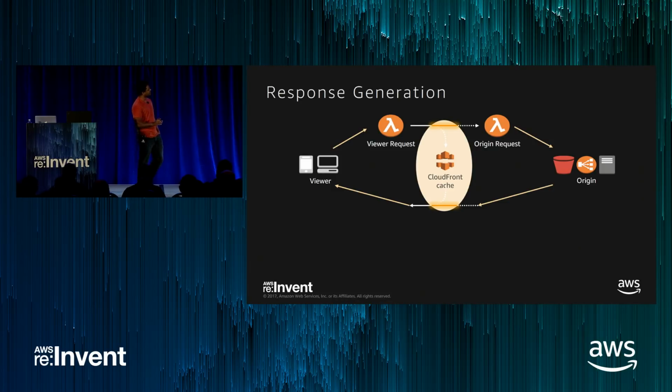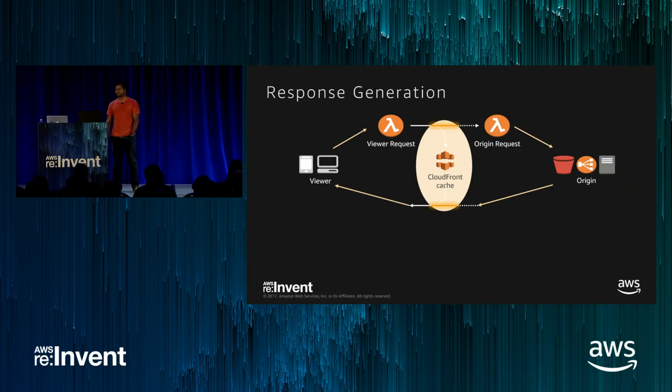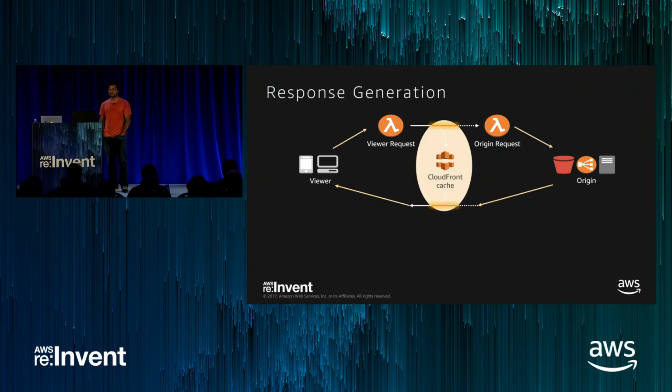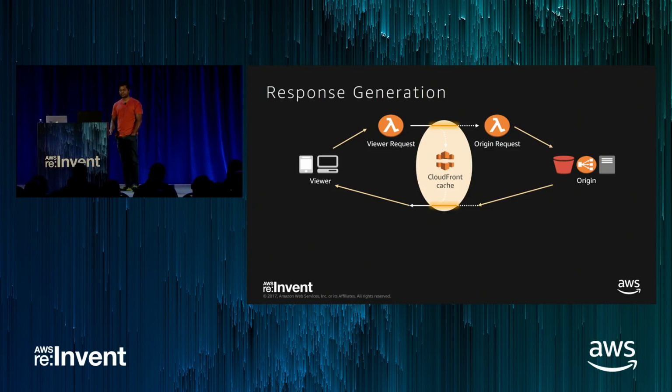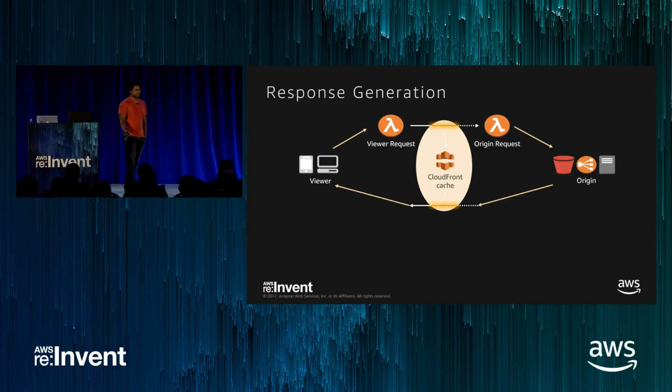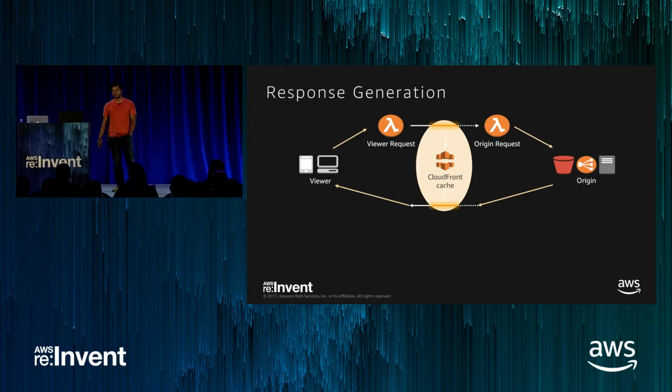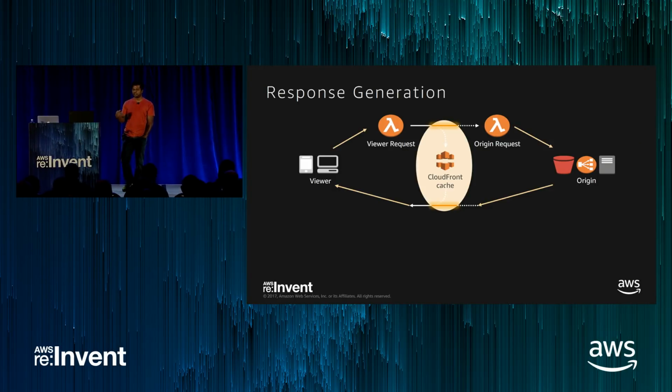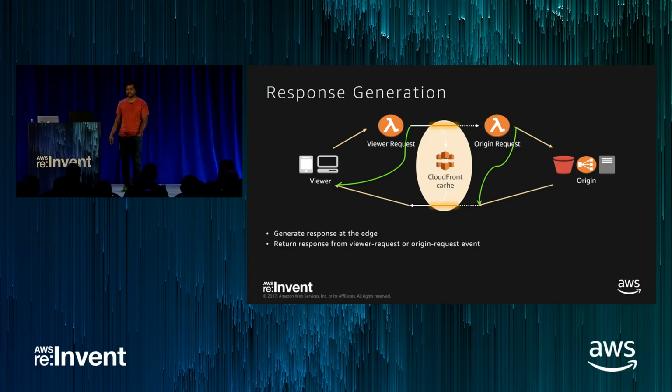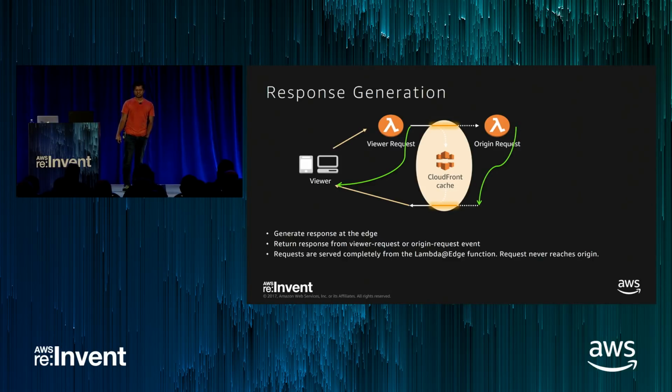Now, let's come to the third topic that we talked about, which is the response generation at the edge. This can be done both in the viewer request and the origin request event. The big difference between the two is that whatever is generated in the origin request event is cacheable, because it will go through the CloudFront cache before it gets to the viewer. But whatever you generate in the viewer request event is not. It goes directly back to the viewer, and that's how it would look. Actually, if I extend this picture a little bit, there's really no origin in this case, because all of the responses are being generated at the edge.